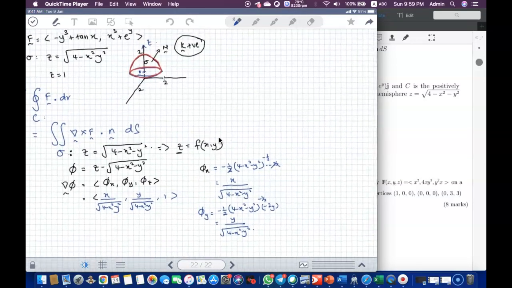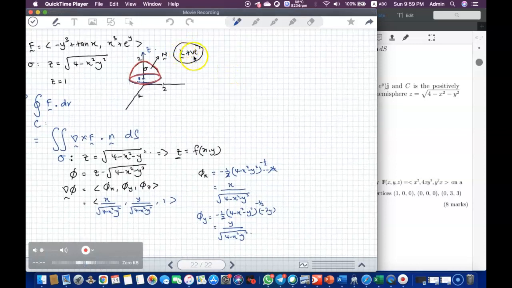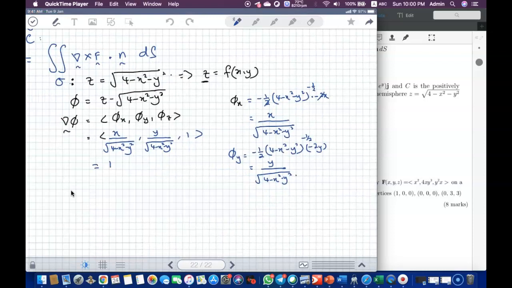Okay, so when we go back to our calculation, finding the n, we said that we want the component k always positive. So when you check your gradient phi, the k component is positive 1. Since it is already positive, we don't need to modify. We are looking for positive n, so the k should be positive. We got that already, so we don't need to multiply all this with negative 1.